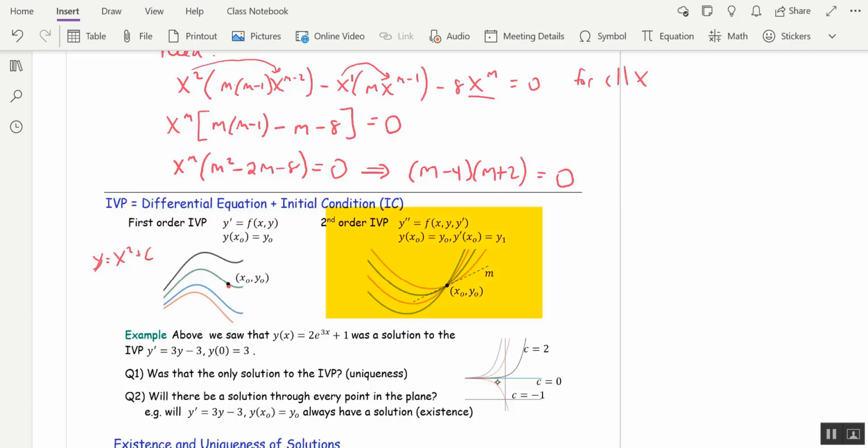For a second order, you're going to need two initial conditions. Well, it's one initial condition, but it's two equations.